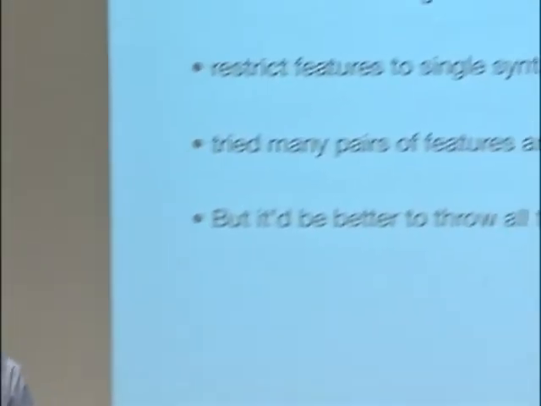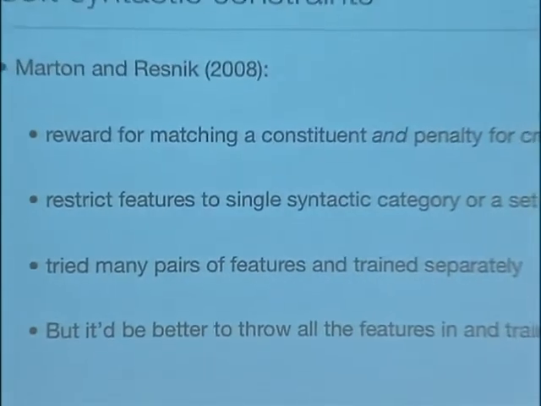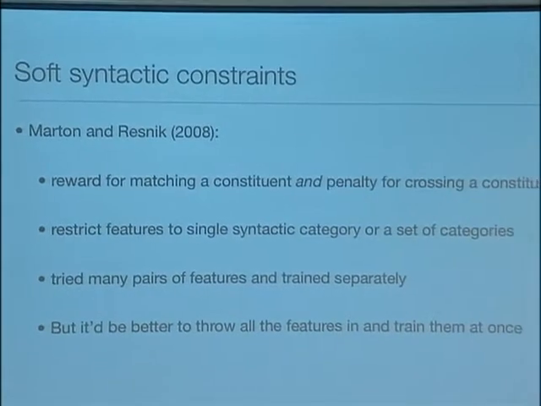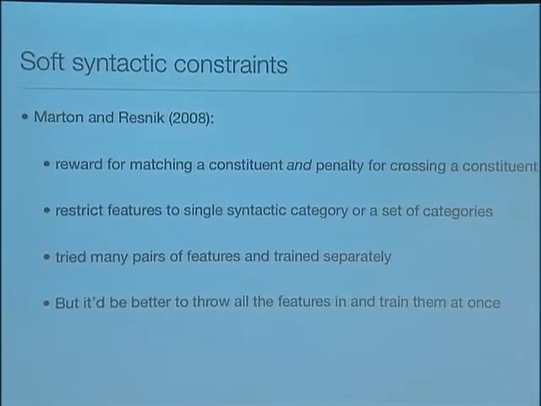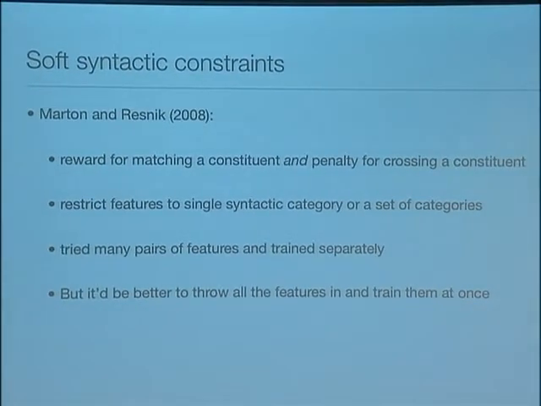Their paper reports on probably about 50 experiments, and you get lots and lots of results. It would have been nicer to take all of these features. There's like 30-something of them. It would have been nice to throw them in all at once and let the training system train them all at once and decide once and for all which of these features is more valuable than another. That would have been nice, but they were unable to do this.